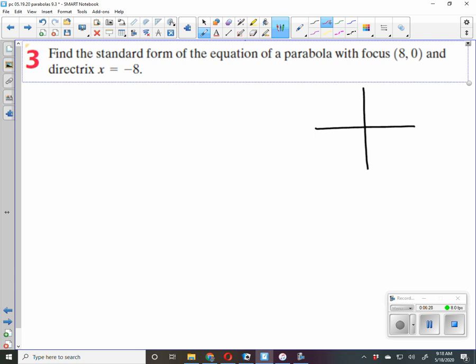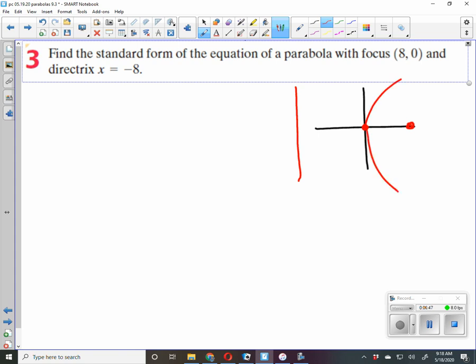The parabola focus is at (8, 0). So the focus is way out here. We know the vertex is going to be here because that's all we're dealing with so far. The directrix then is going to be out here someplace. So this parabola does something like this, right?